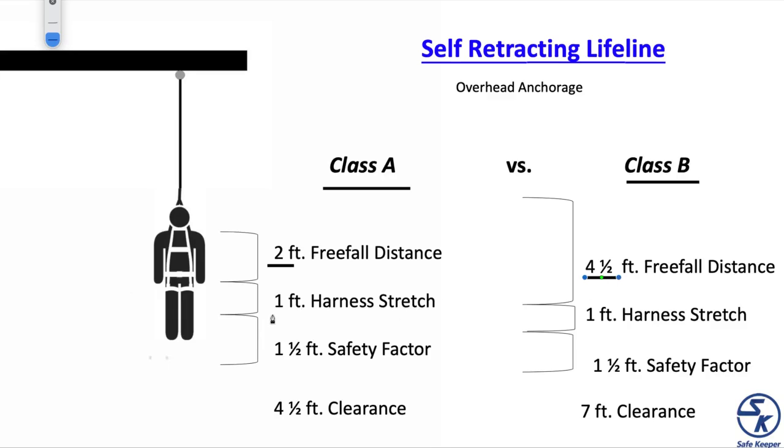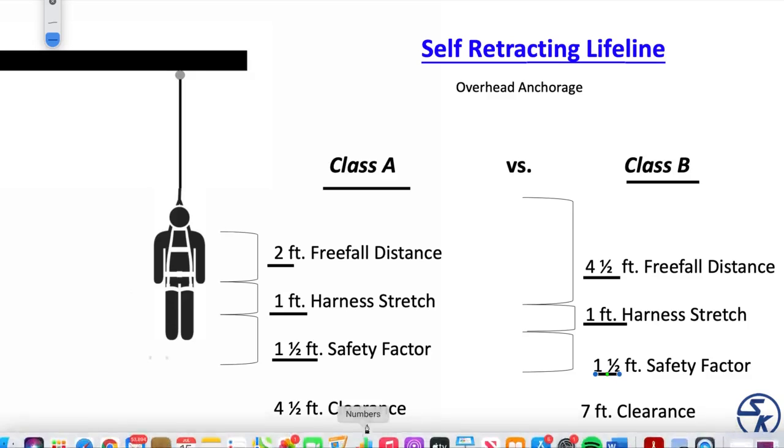Next, add 1 foot for the harness stretch and dorsal D-ring shift. Lastly, add the safety factor of 1.5 feet. The lower level would need to be 4.5 feet for Class A and 7 feet for Class B below the anchor point in order to protect the worker.